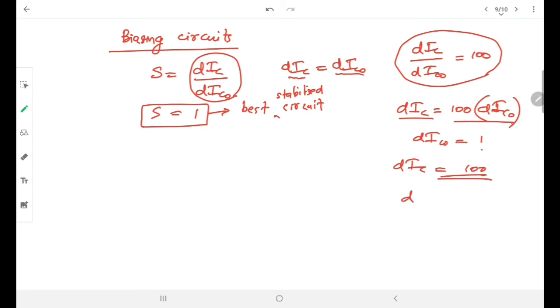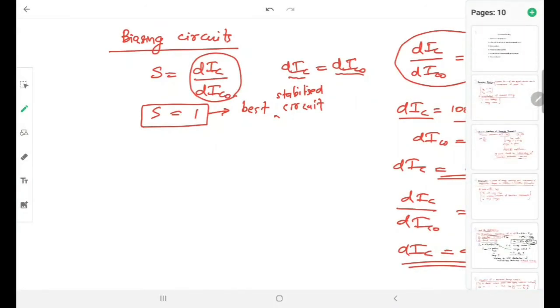But instead, if DIC by DICO is equal to 1, it means that DIC is equal to DICO. So that means any particular change in ICO will change IC, but it is not much changing. So the best stabilized circuit is S is equal to 1. So we will find the stability factor in each biasing circuit, and we will find the best stabilized circuit. So that we will discuss in the next session.